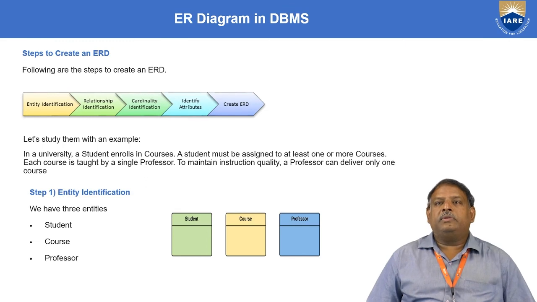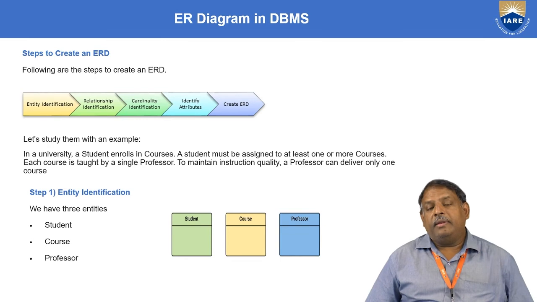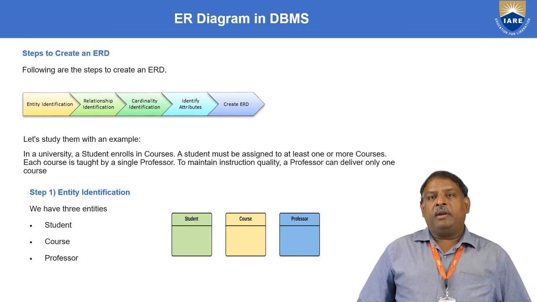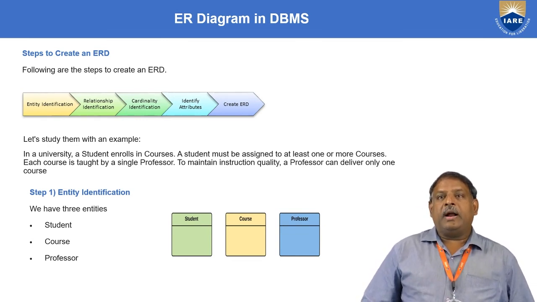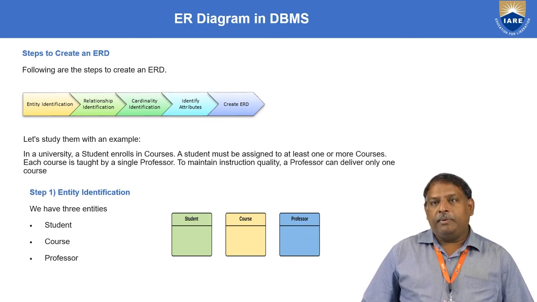Now, let us see the steps to create an ERD diagram. The following are the steps. First, we have to identify the entity. Then the next step is to identify the relationship. Next is the cardinality identification. Identify attributes. Create ERD. Now let us study with an example.